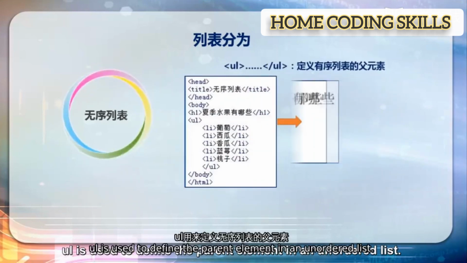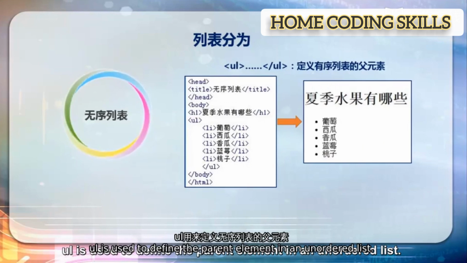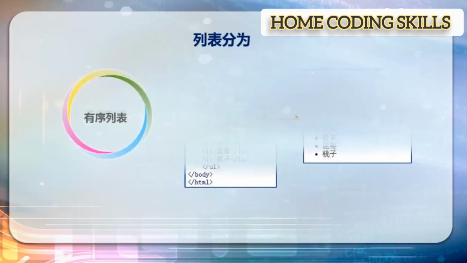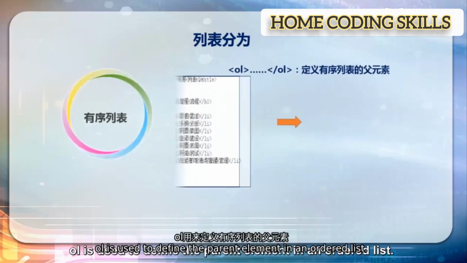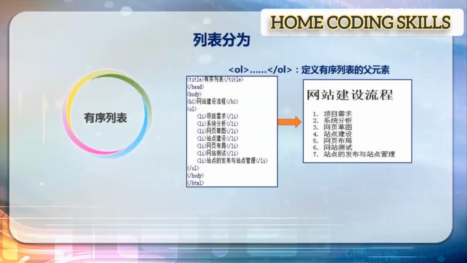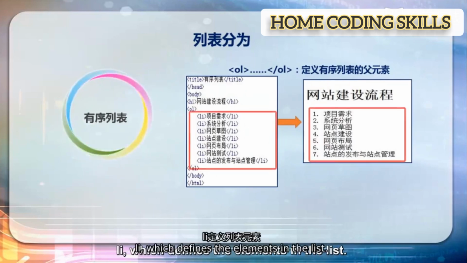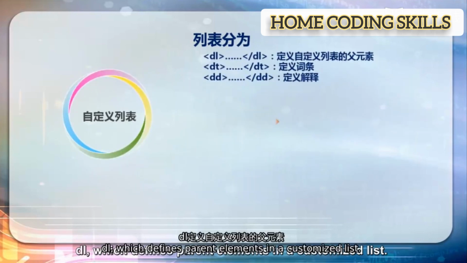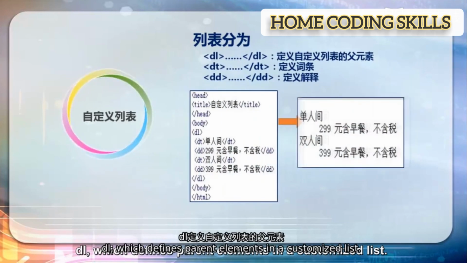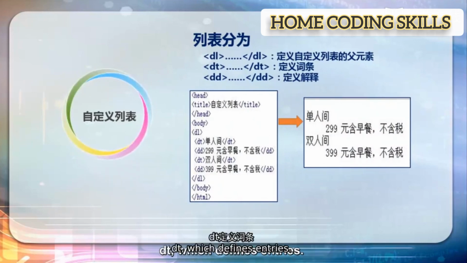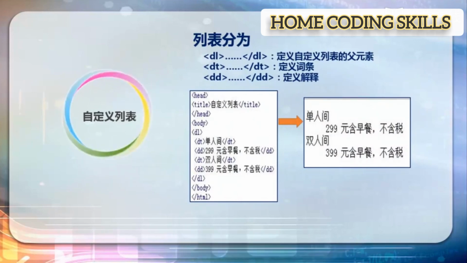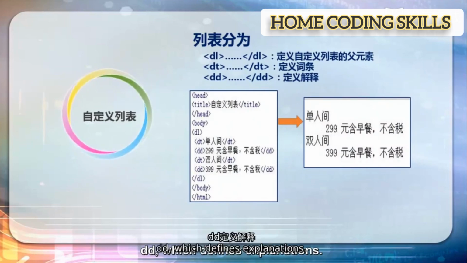UL is used to define the parent element in an unordered list. OL is used to define the parent element in an ordered list. LI defines the elements in the list. DL defines parent elements in a customized list. DT defines entries. DD defines explanations.